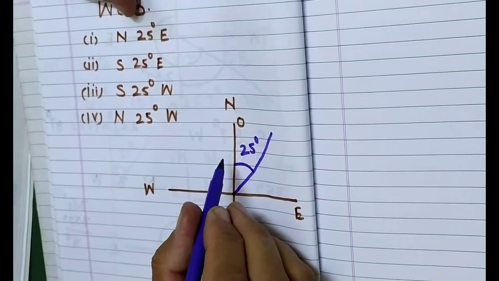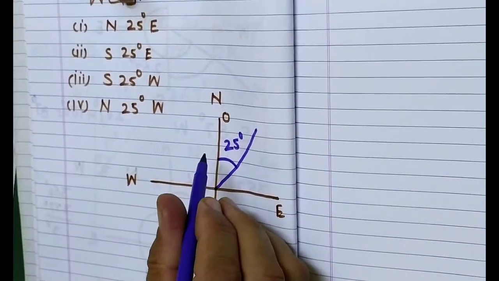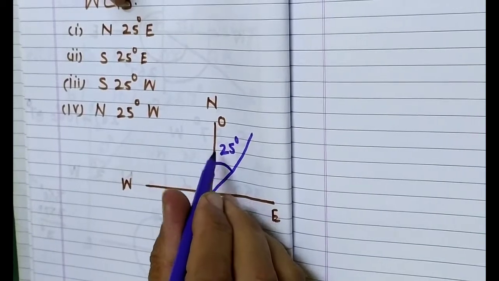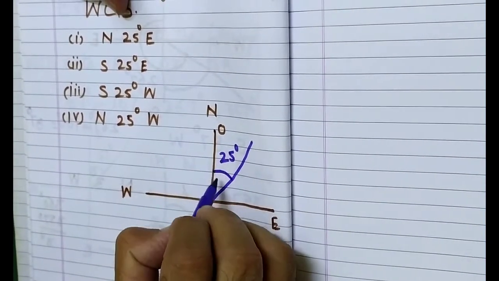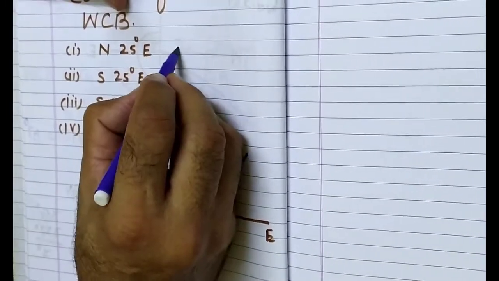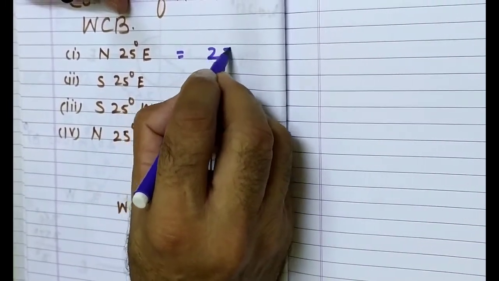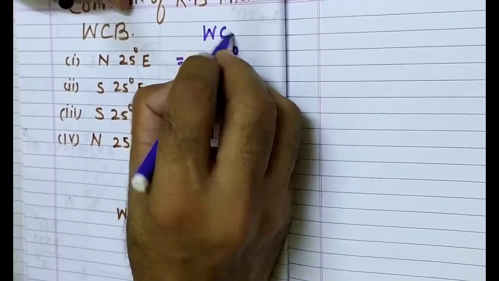So what will be its whole circle bearing? In the first quadrant the value of whole circle bearing and reduced bearing will be the same because the angle is always with reference to the north line. With reference to the north line this angle is 25 degree. So you can say its answer is 25 degree whole circle bearing. Okay.